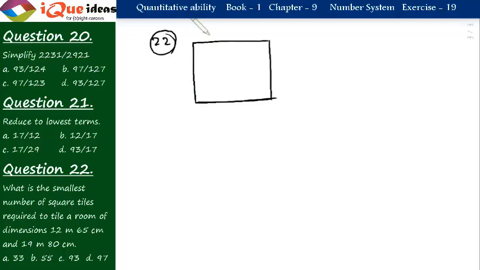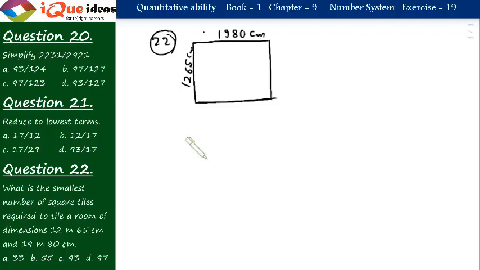If you convert it into centimeters, we know that 1 meter is 100 centimeters. So 19 meter will be 1900 centimeters plus 80 centimeters, so it becomes 1980 centimeters. The width is 12 meter 65 centimeters, so it becomes 1265 centimeters. So this is the rectangular base of the room.